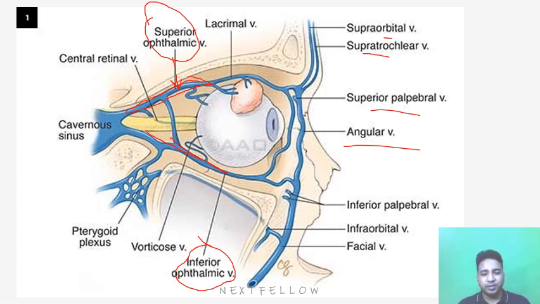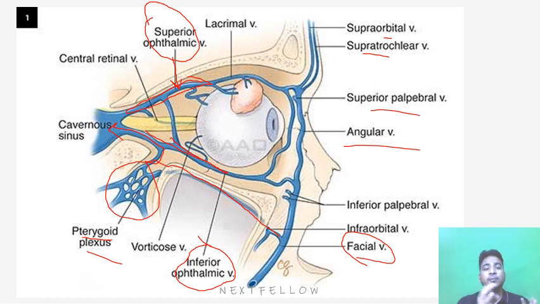And what next? The facial vein. So this is our facial vein. You can see this facial vein is carrying the blood from the face and draining into the pterygoid plexus here, and this pterygoid plexus further communicates with the cavernous sinus. So most of the venous drainage from the face is going into the cavernous sinus. Now we all know the dangerous area of the face.